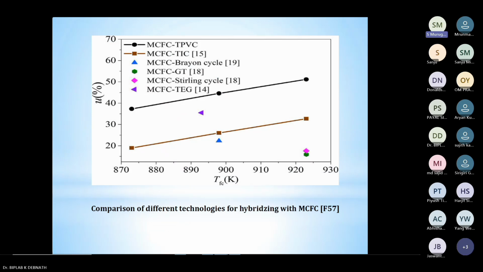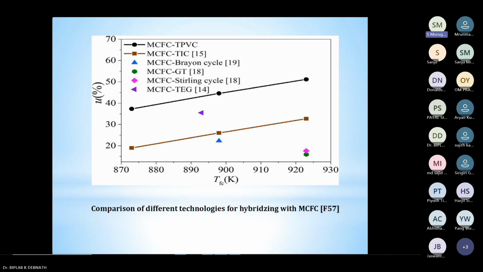So here, of course, molten carbonate fuel cells, when you combine them with different waste recovery systems, like combining with a Stirling cycle, a gas turbine, or thermoelectric conversion, you can get efficiency with varying operating temperature. That is illustrated in this picture.